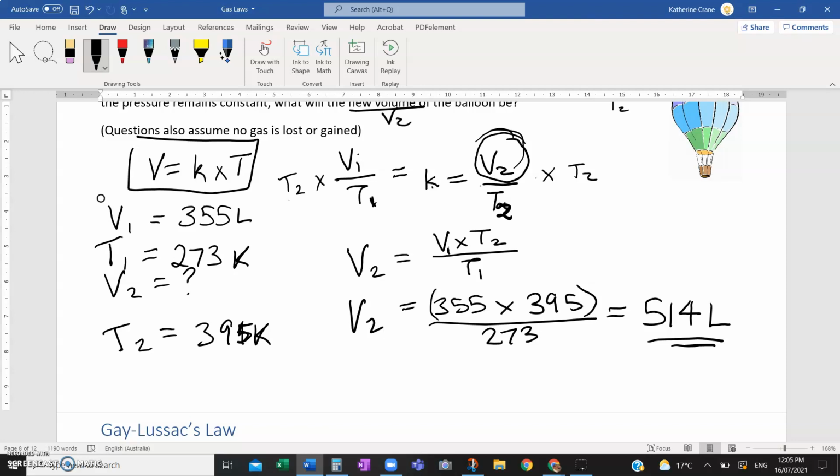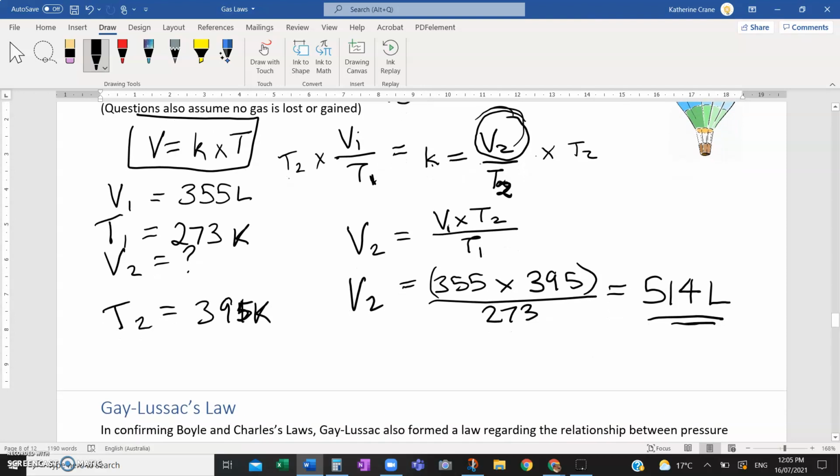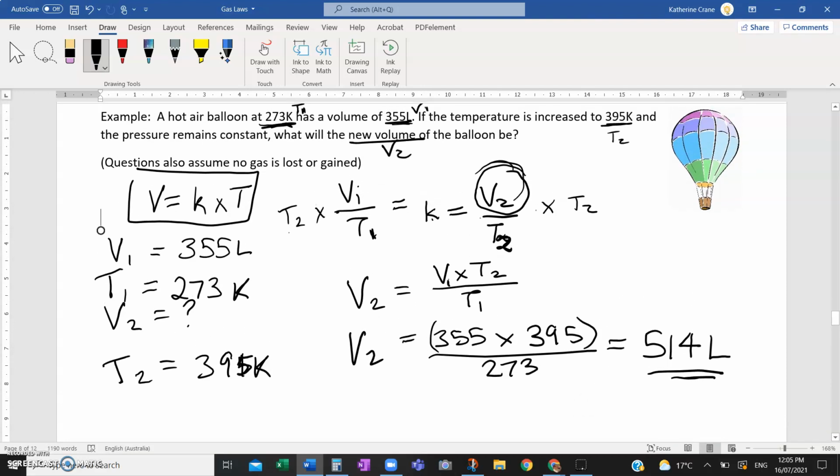Okay, if algebra is a difficult thing for you, that's something to talk to me about, and we'll look at a few activities to practice and get the idea of what's going on there. All right, substituting in V1 355 times T2 395. Do that first, then divide by 273. Our volume is 514 litres. All right, so that is our second major law that we're going to look at here. Do some of the questions, and we're going to have a look at Gay-Lussac.